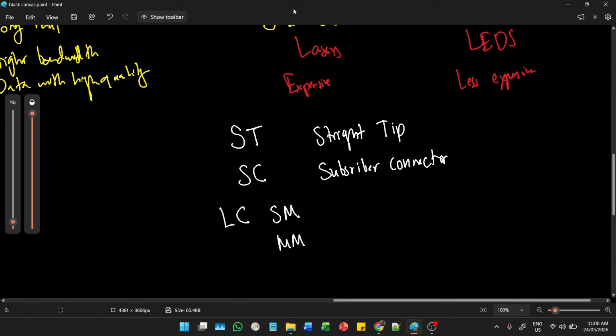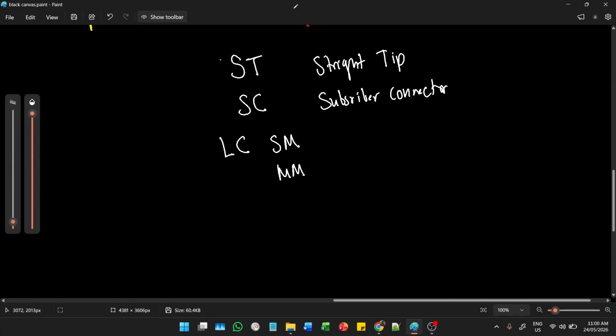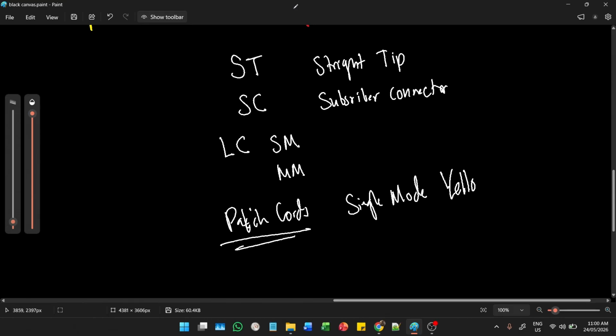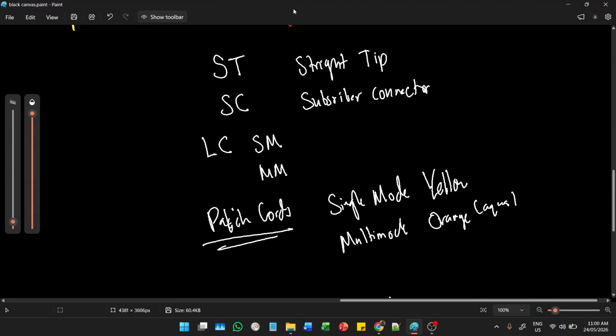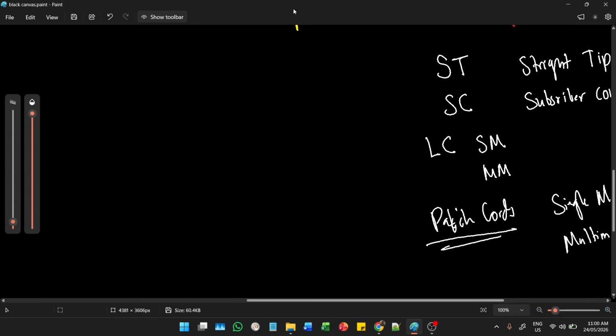Right. So how do you connect? There are kinds of connectors called patch cords, right? So what are patch cords used for? Well, patch cords are used for devices with various types of connectors. So single mode uses yellow and multi-mode uses orange or aqua. Okay, so what kinds of patch cords are there?